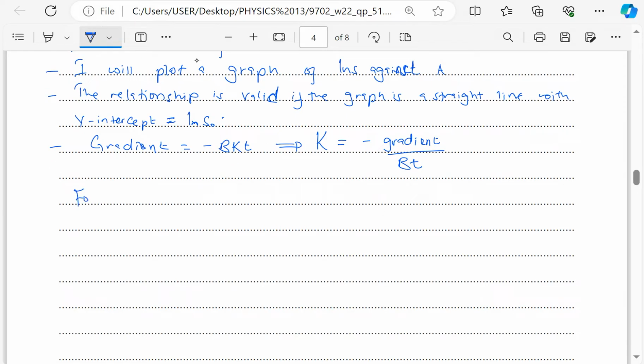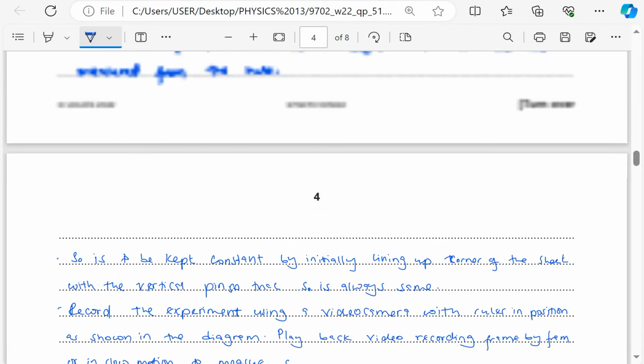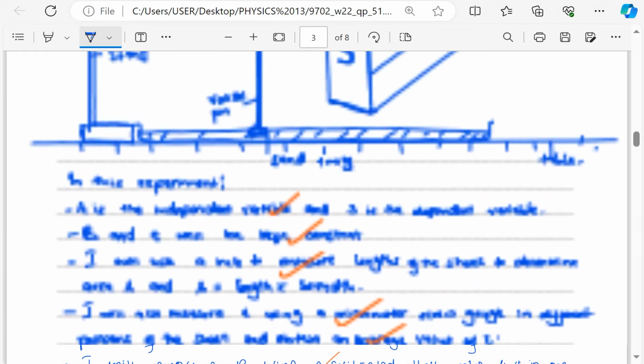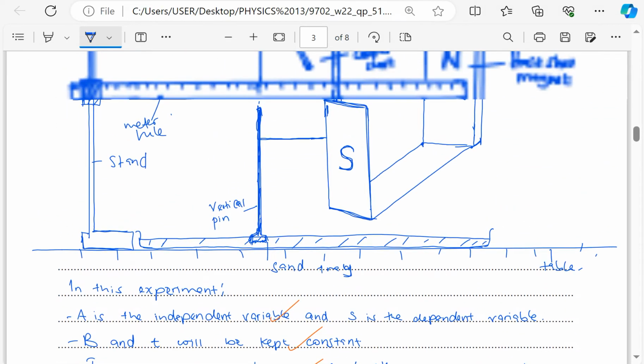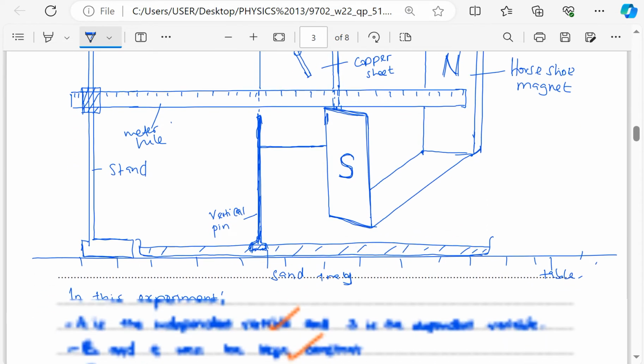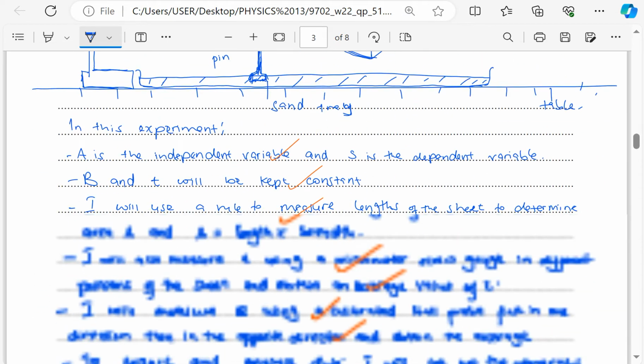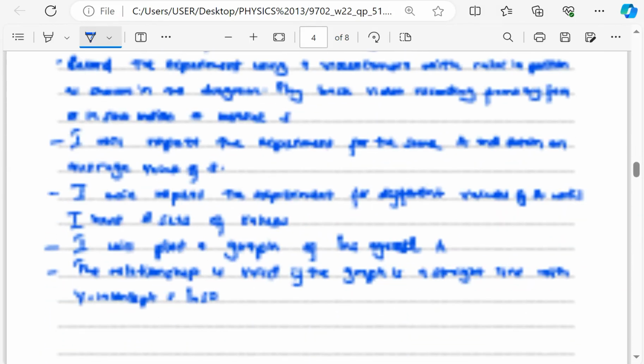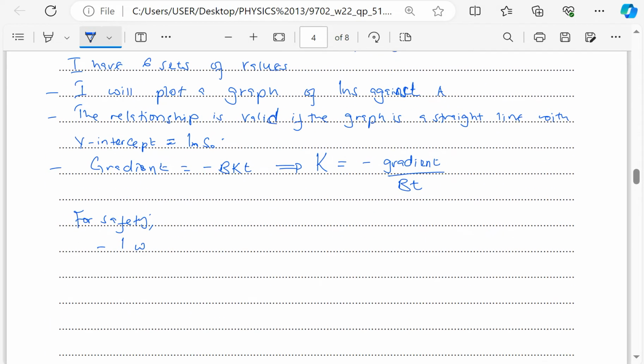So for safety, I may do the following. Number one, of course this one I've already done, but I can still write it here. I've placed a sand tray here so that in case the sheet falls off the road, it just falls into the sand tray. But I can still write it if I'm not very convinced.